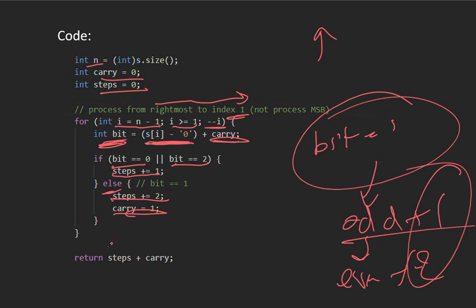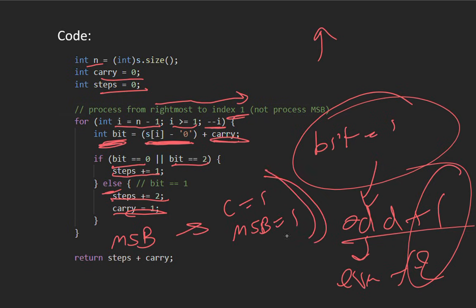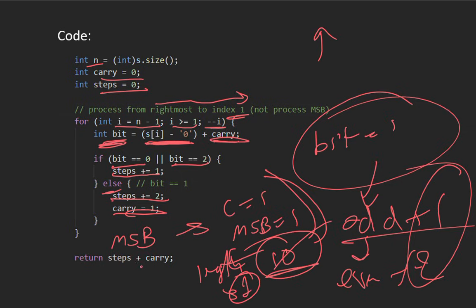And at the end when we return here to the most significant bit, and suppose carry is 1 and the most significant bit is also 1, it will become 1 0, that is length 2, so to make it length 1, we need one more operation, so we'll be adding carry to simulate that. If carry is 0, then 1 plus 0 is 1, so we directly return our previous steps. So this is our code.